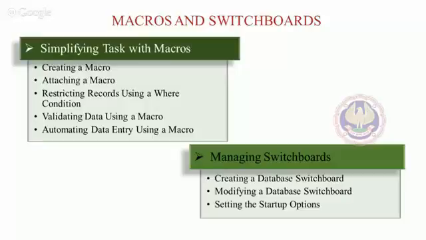When we talk about macros, they simplify the tasks. You can show creating a macro, attaching a macro, restricting records using a where condition, validating data using a macro, automating data entry using a macro. And once we are done with the macro, we need to show them the switchboard. A very important feature of Access is a switchboard: creating a database switchboard, modifying a database switchboard, as well as setting it as your default. That is the startup option.